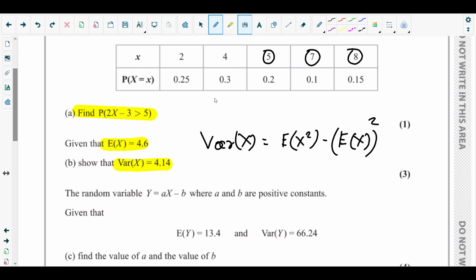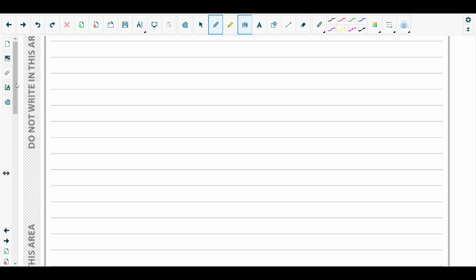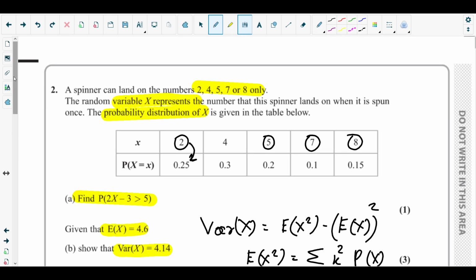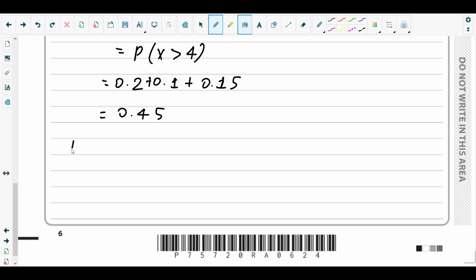The expectation of x squared is the summation of x squared times the probability of x. That means each of the x values will get squared and multiplied by their respective probability. So let's do that. For part B, we need the expectation of x squared.